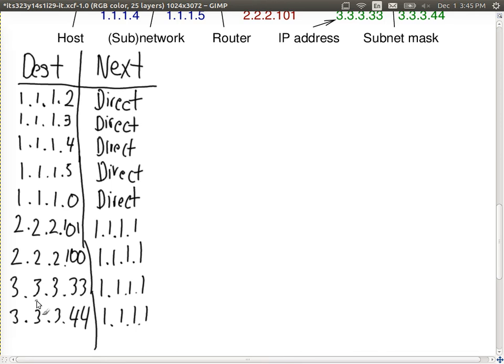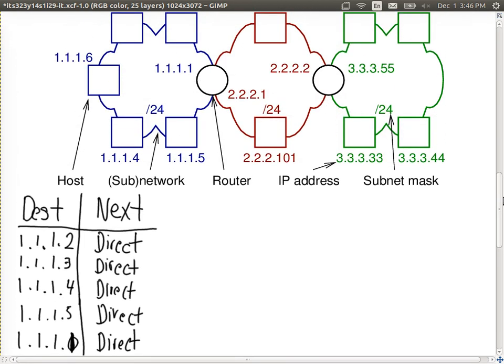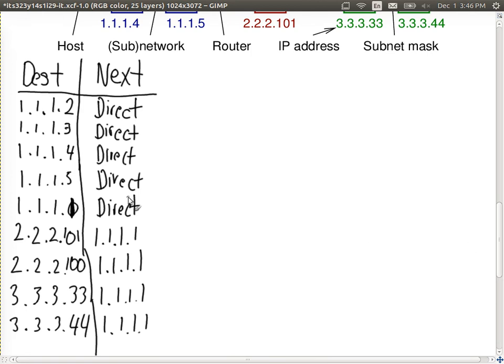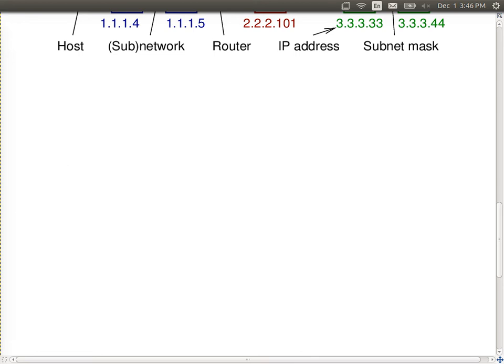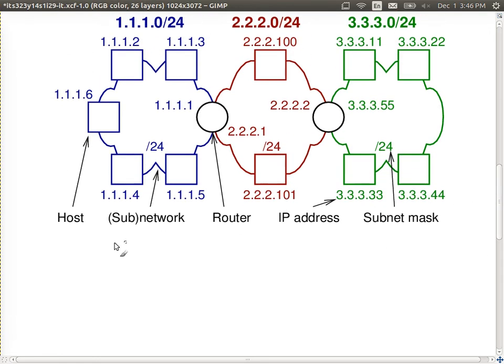Why did I write a zero here? That's a mistake. This should have been a one here. But no one's copying it down, so that's okay. That was the router address. Let's write that routing table differently. We can use these special addresses to identify the destination. These addresses at the top, 1.1.1.0.